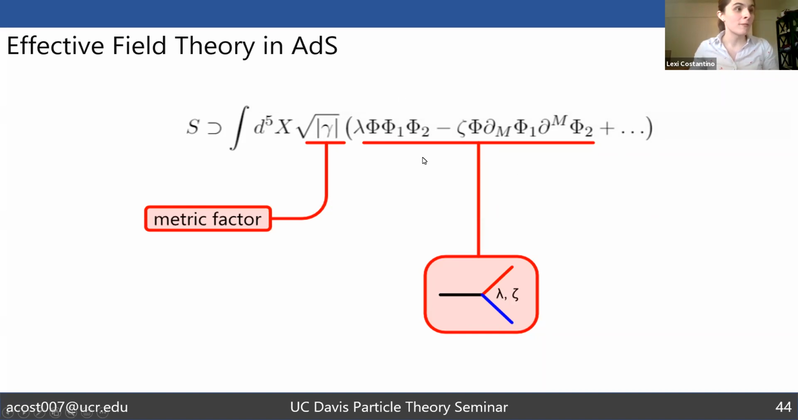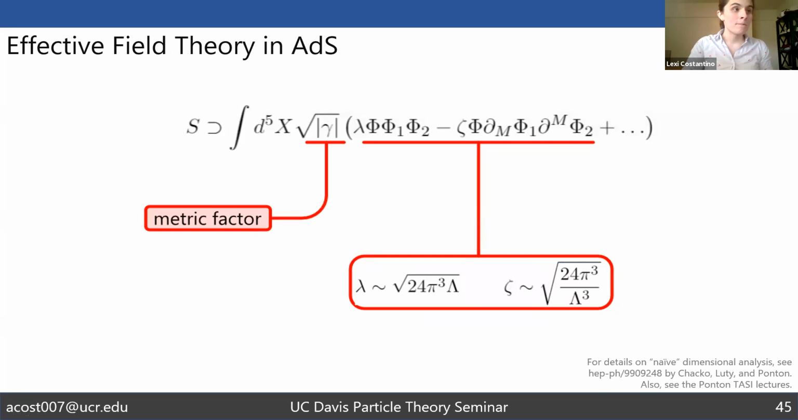As I mentioned, both of these vertices are cubic. And so there's the lambda, which is the renormalizable one, and the zeta, which is the higher dimension operator. So by what is called naive dimensional analysis, we can assign values to these couplings in terms of loop factors and in terms of the high mass scale in the EFT. So as is typical in an EFT, the higher dimension operator is suppressed by this higher mass scale. Here it's suppressed by it to the 3/2 power. And okay, so we have our interactions.